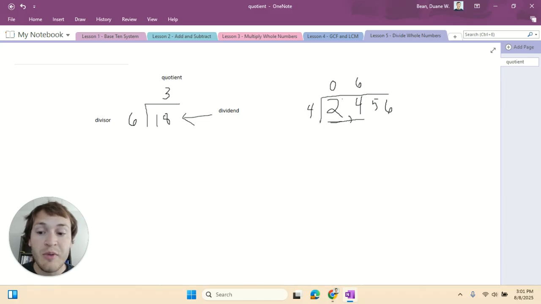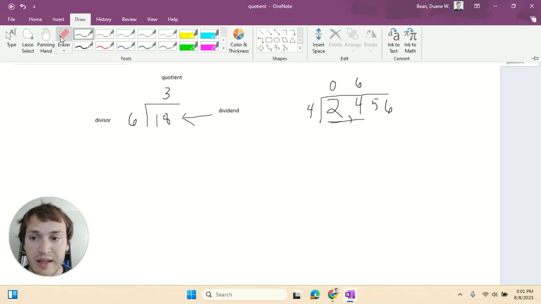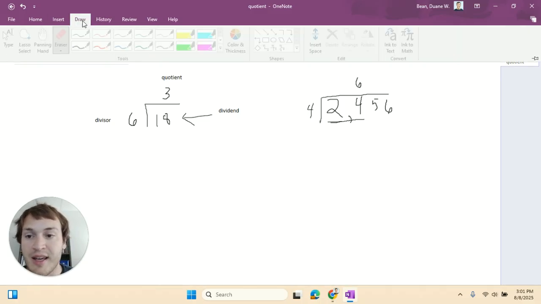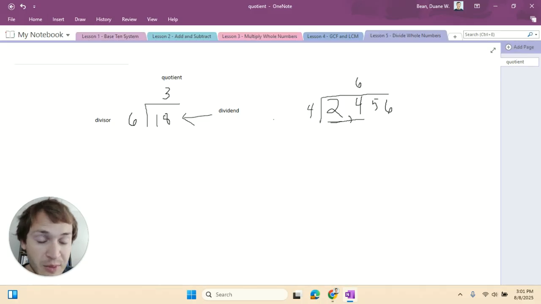So now we've written our 6 up here. Your answer is always going to go above the rightmost digit that we're looking at. So if we're looking at 24, our answer has to go above that 4. And also, just so you know, people don't normally write the 0. We just skip that step. But all right, cool. So we have that 4 will go into 24 6 times.